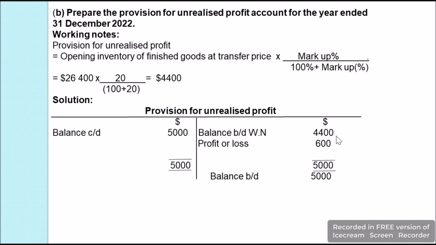So we now have the total of $5,000. We balance it by taking it as a closing balance of $5,000, and we close the account for provision for unrealized profit, and we bring down the balance for the next period.